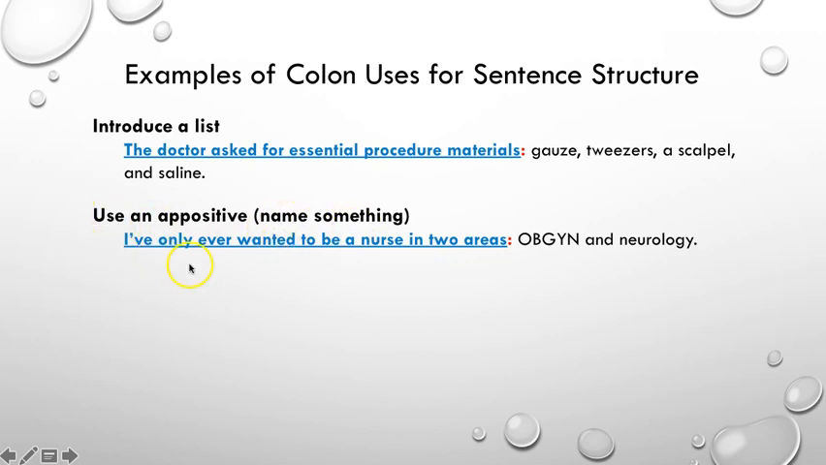Using a colon after something in a positive: I've only ever wanted to be a nurse in two areas, period. That could be it. That's all you have to say. But if you want to name what two areas you're talking about, OBGYN and neurology, you can do that with a colon. However, note you can also do it with a comma. So this is something in a positive, you can use a comma or a colon to name the thing that you mentioned.